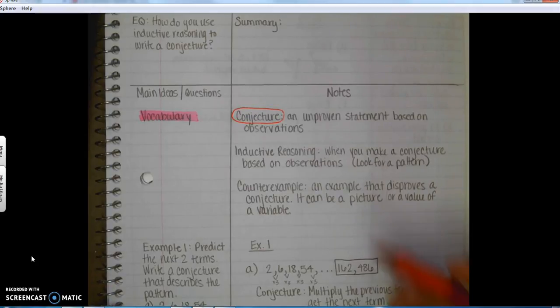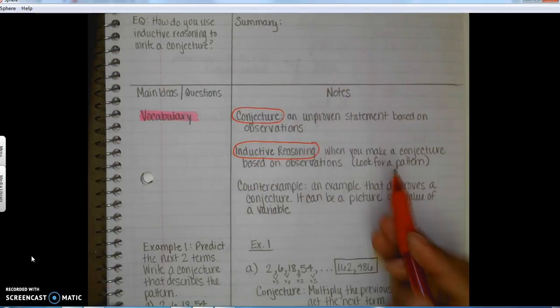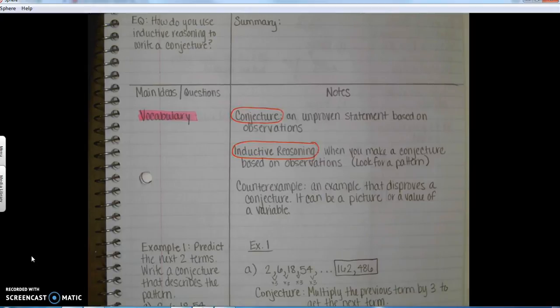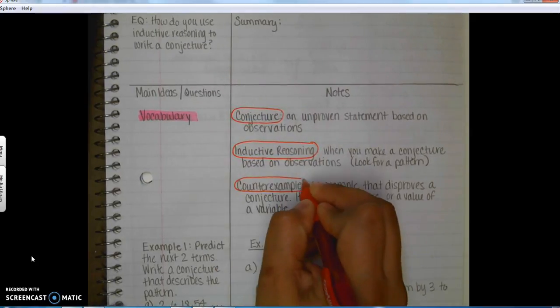The next key term was inductive reasoning. So they should circle that, and then read to themselves or say out loud what inductive reasoning was: when you make a conjecture based on observations, or you're looking for a pattern. And so that is what they are to do for the circling of key terms.